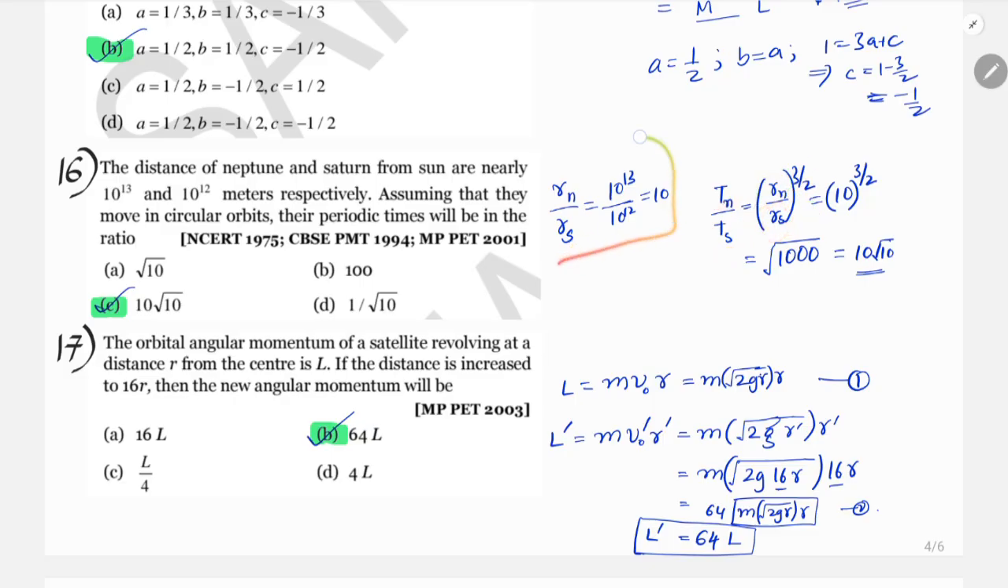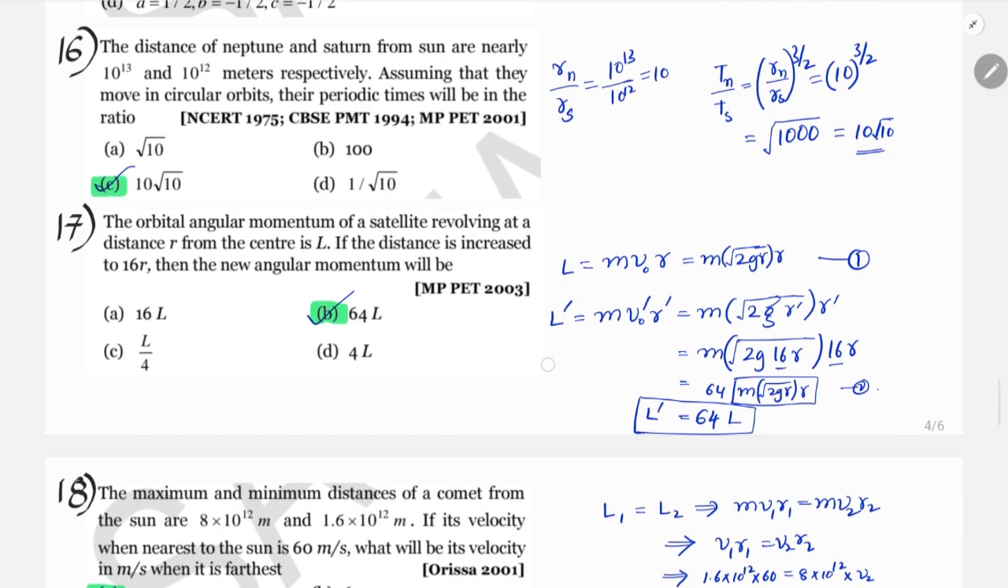Okay, they have given the ratio Rn by Rs is equal to 10 power 13 by 12. Now substitute that, you will get 10 cubed, 1000, under root. How much is it? 10 root 10. So that is the ratio of the time periods.